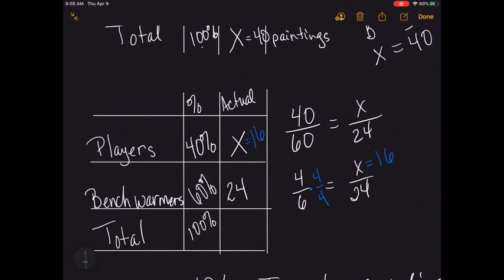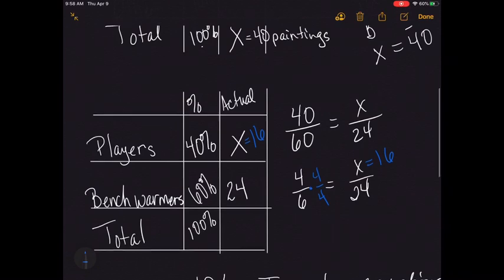So I find out that 16 people played, and I can tell you that the bench must have been very big if 24 people sat on the bench. And now if we wanted to, it would be really easy to figure out how many total players were on the team, right? We can just add 16 and 24, and we find out that it's a big team of 40 players.